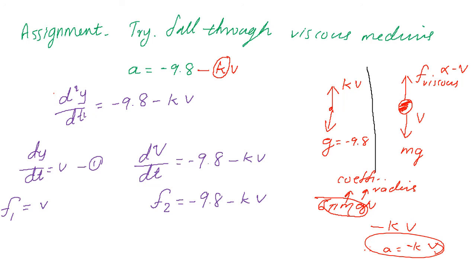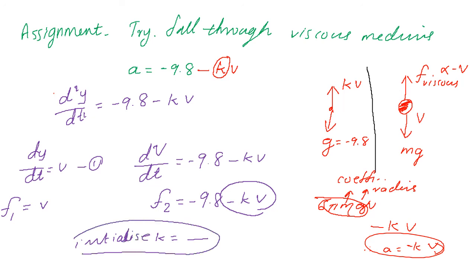In order to simulate, what you have to do is, in the definition of the second function, add this information. Previously it was minus 9.8, now it is minus 9.8 minus kV, and you have to initialize some k value. This is the only step you have to do. That will convert your code into fall through viscous medium. So please try. We will be discussing that, of course, but you must try by yourself. We must see how it attains some terminal speed and all.